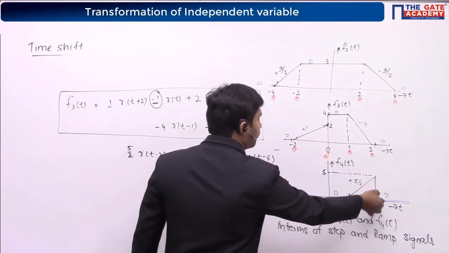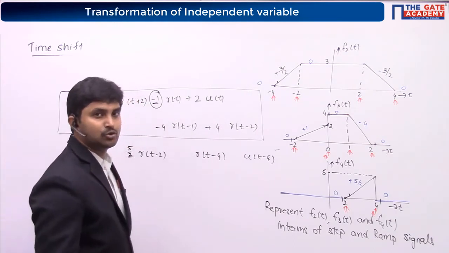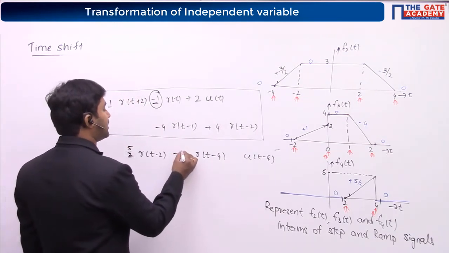At t is equal to 4, after it is 0, before it is 5 by 2. So 0 minus 5 by 2, it is minus 5 by 2.